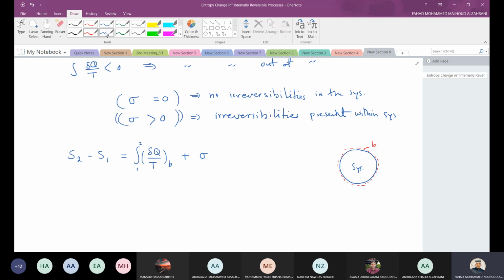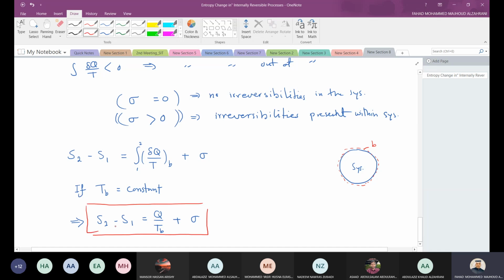If the temperature of the boundary is constant, one of the special cases, what is the result of this integral or the final equation? So you'll have S2 minus S1 equals... T will come outside, then the integral of dQ is just Q over T of the boundary plus sigma. And this is the final form of the entropy balance.